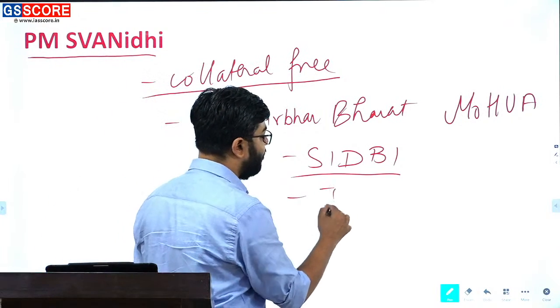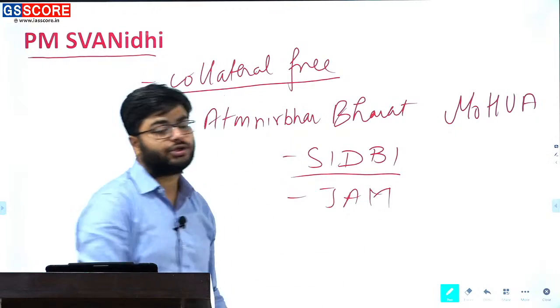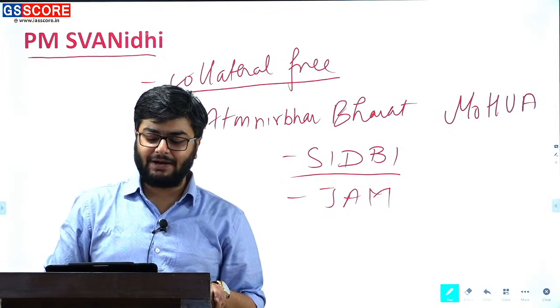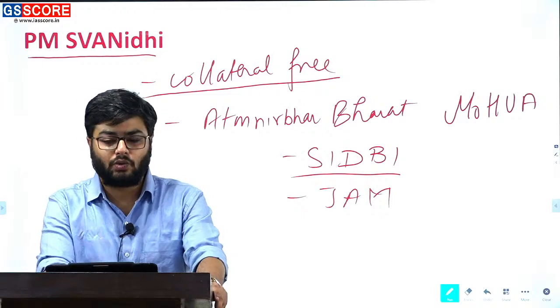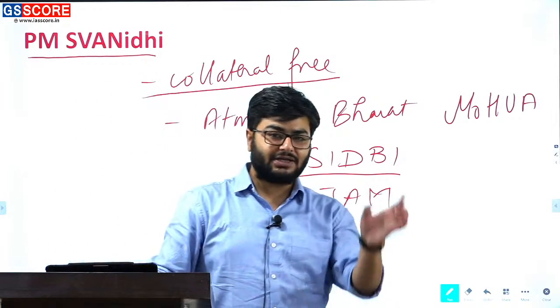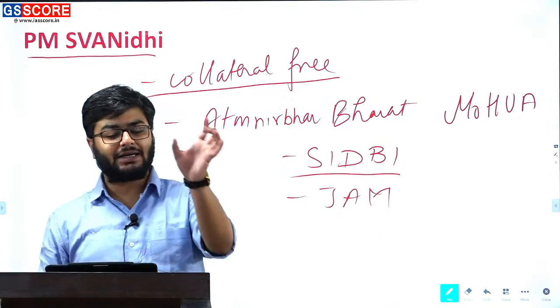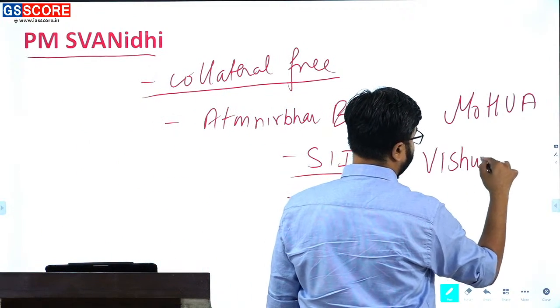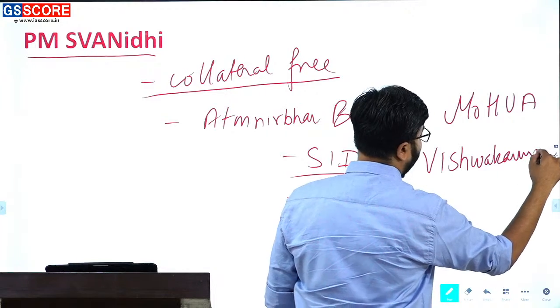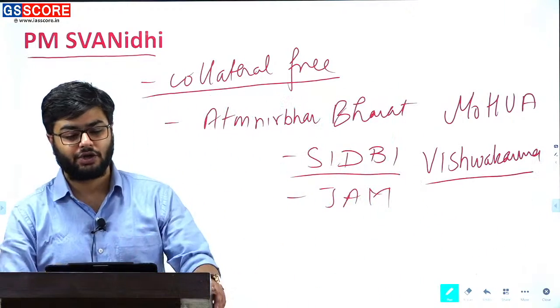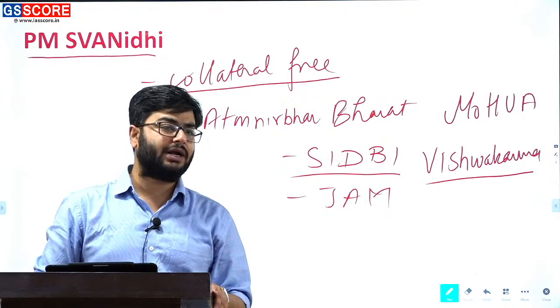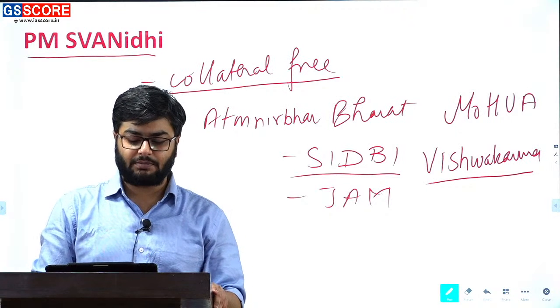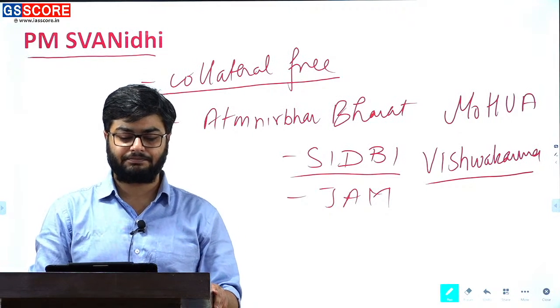Jan Dhan, Aadhaar, Mobile Trinity is used to provide the benefits and the loans. If you look at this Swanidhi, it integrates with the Vishwakarma Yojna. Okay, it converges with the Vishwakarma Yojna.